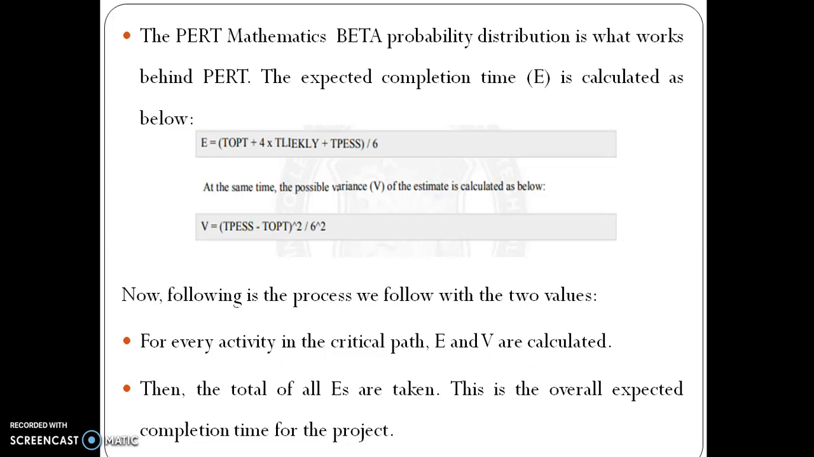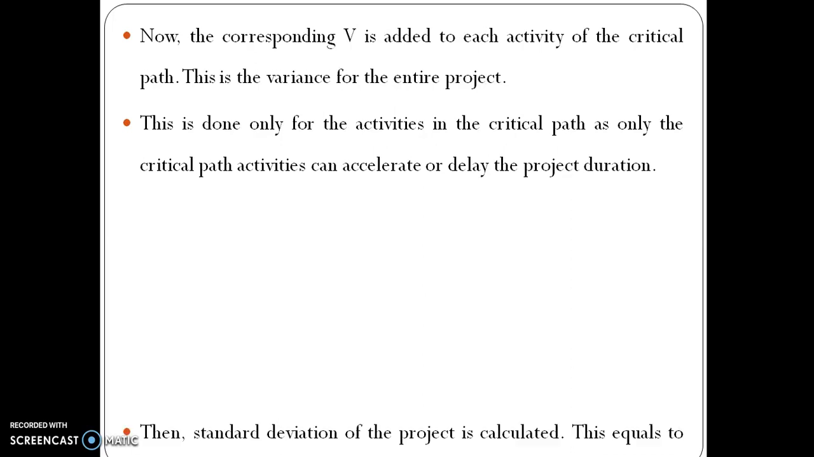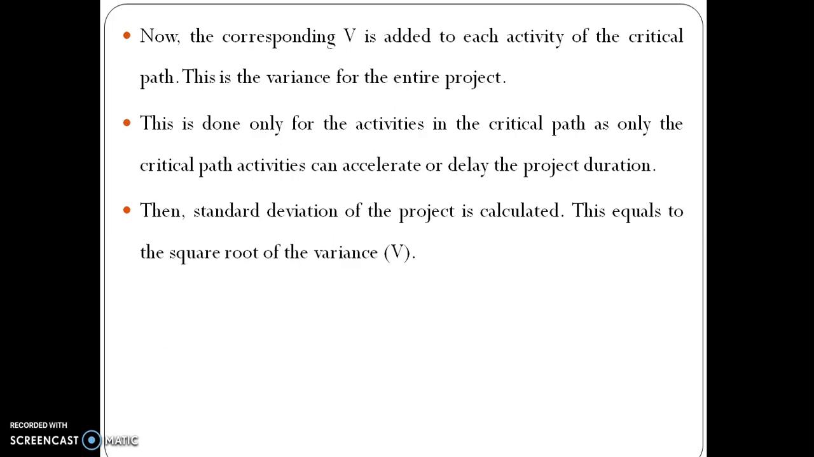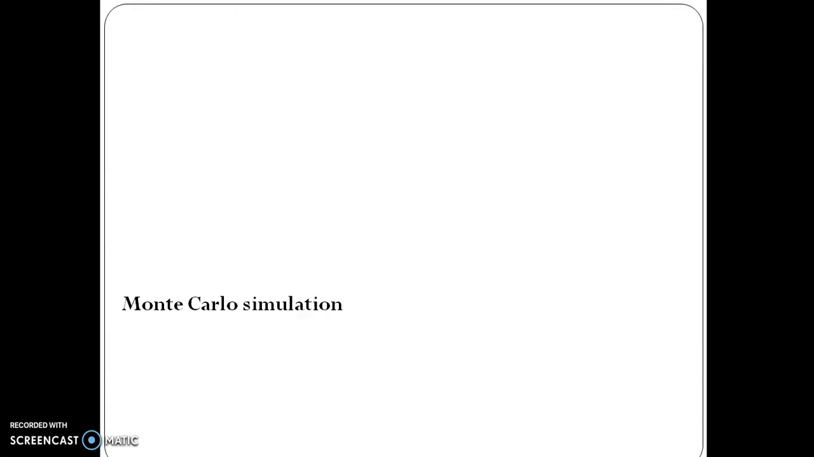At the same time, the possible variance V of the estimate is calculated as below. Now the corresponding V is added for each activity of the critical path. This is the variance of the entire project. This is done only for the activities in the critical path, as only the critical path activities can accelerate or delay the project duration. Then the standard deviation of the project is calculated. This equals the square root of the variance. Now the normal probability distribution is used for calculating the project completion time with the desired probability.